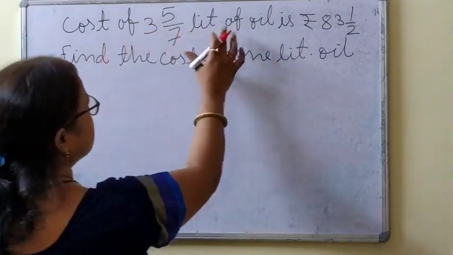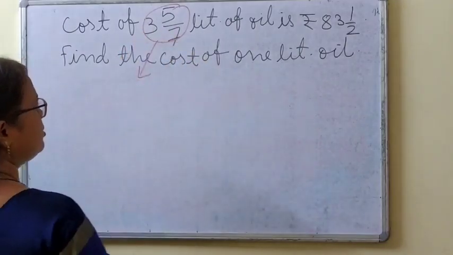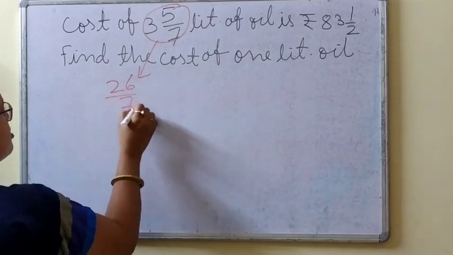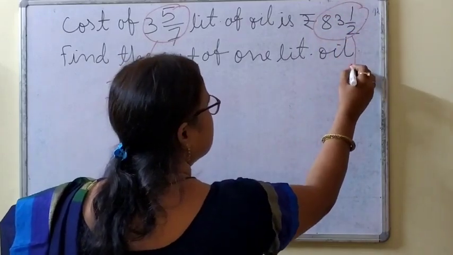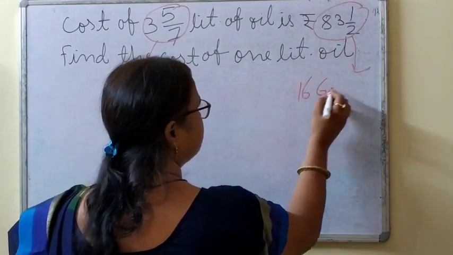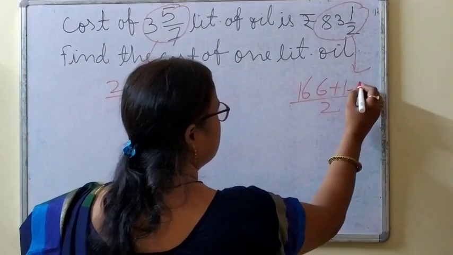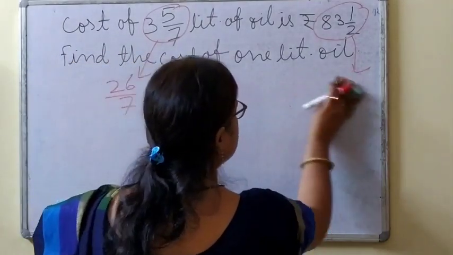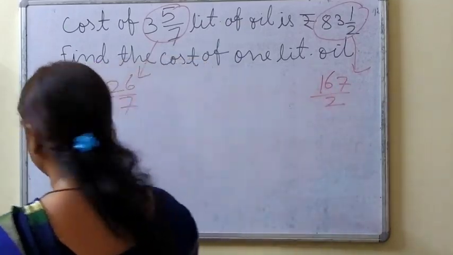So the cost of this much liter. This much liter means what? This is equal to 7 3s are 21 and 5, 26/7. Oil is rupees 83 1/2. 83 1/2 means 8 2s are 16 plus 1, equal to 167 by 2. Rupees 167 by 2.